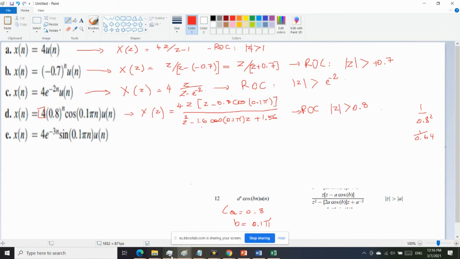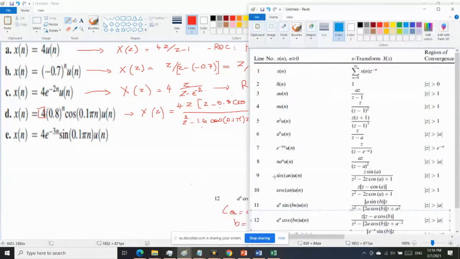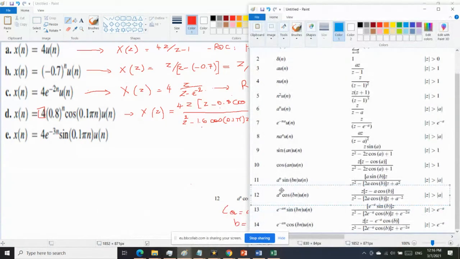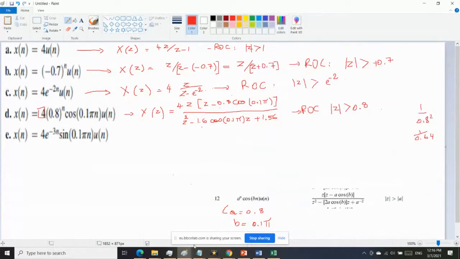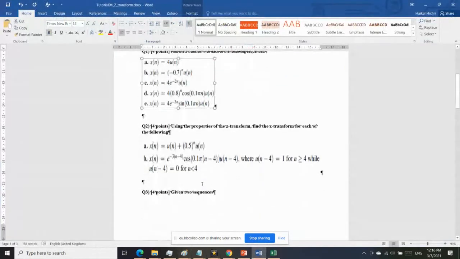Finally, we have this one. Anyway, you get the hang of it, right? So which rule is this going to be? Looks like it's going to be 13. It has e to the power of a, where A will be 3, and sin bn, where b is again 0.1 pi. So just apply rule number 13. That's easy breezy. Any questions?